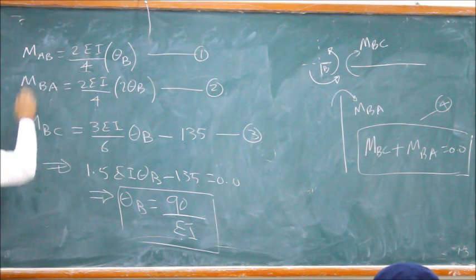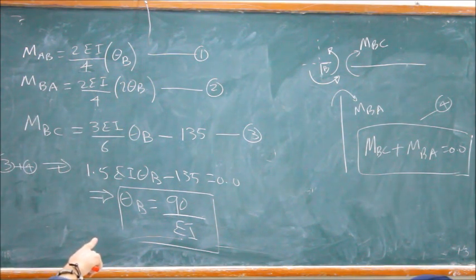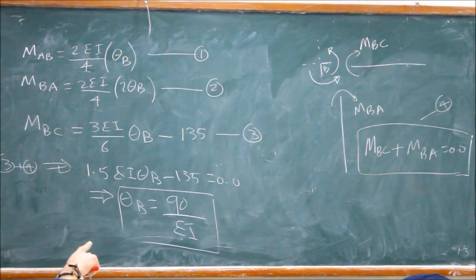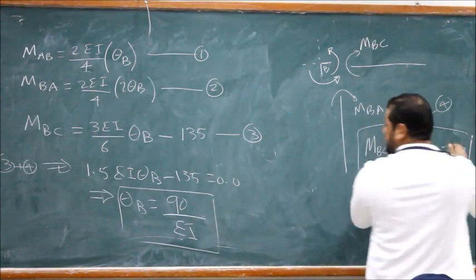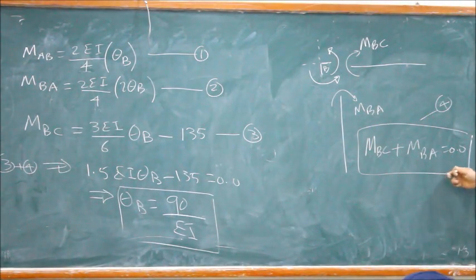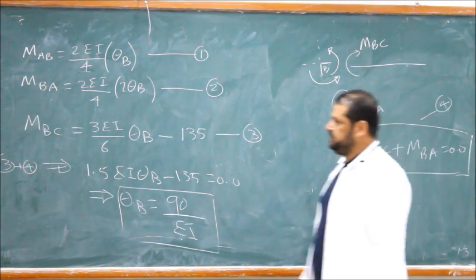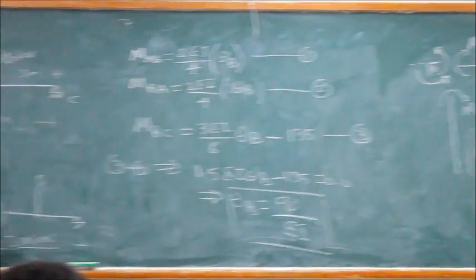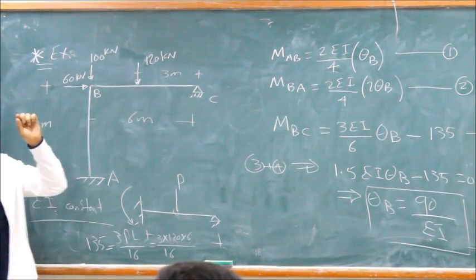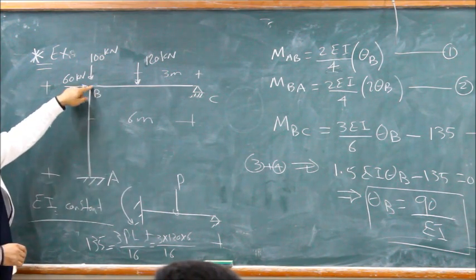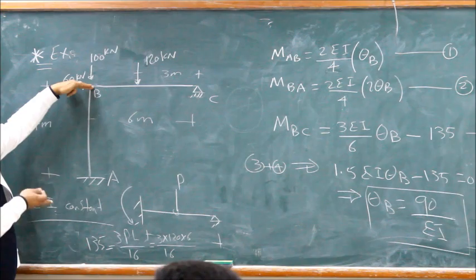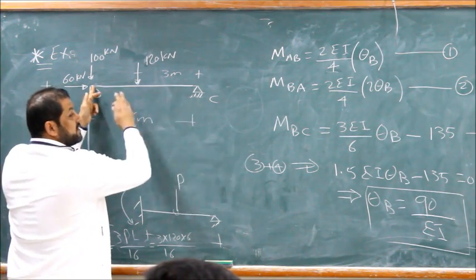If there is an external moment applied here, this equation will be MBC plus MBA plus the moment in the direction equals 0. But it doesn't transfer. If it's applied here, it means applied at the joint. There's a difference between the joint and the member. When we fix, we did not fix the joint. We fixed the member. So nothing transferred.